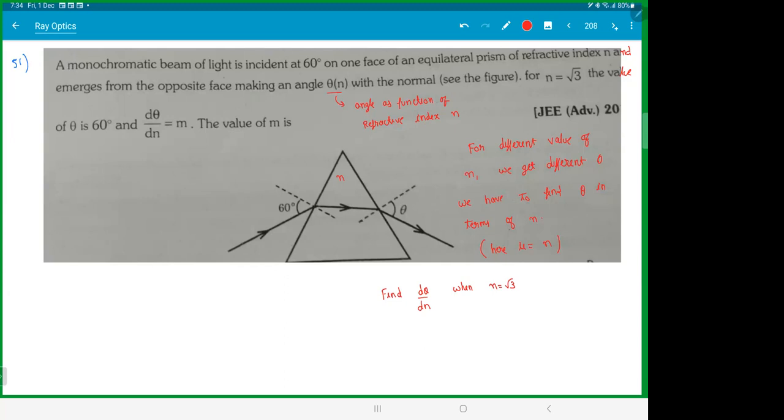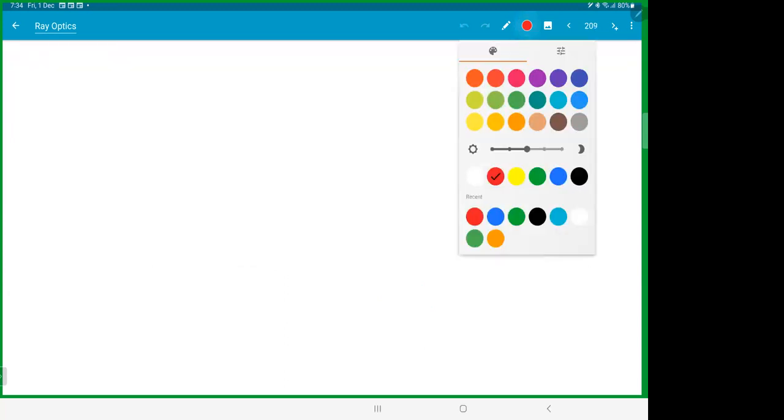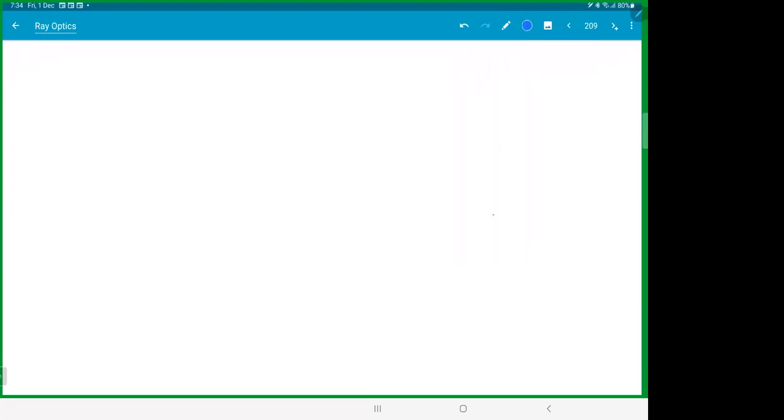Let's see. Let's start with a diagram. Always a diagram. I'll tell you, in physics, 90% of the time, if you can actually put a small diagram, things will start getting cleared. Not because the diagram will give the answer. You know what is the biggest problem? We get stuck. You just keep staring at the question. That is a bad thing.